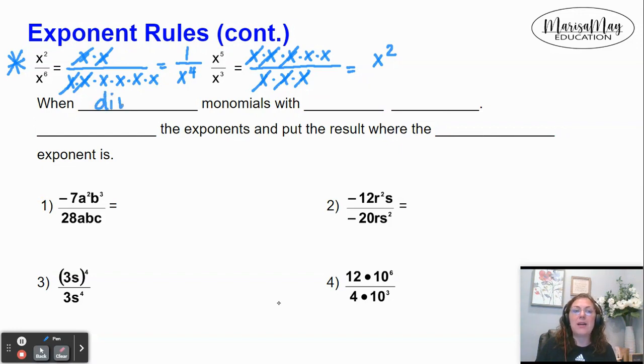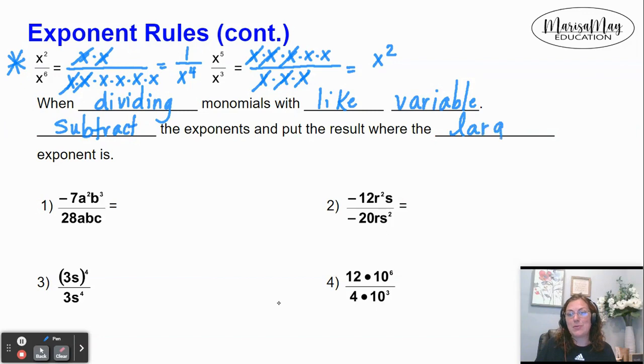When dividing monomials with like variables, we can subtract the exponents and put the result where the largest exponent is. Okay, let's play that out. I still like to write it out sometimes because visually, I can see exactly what's going on.